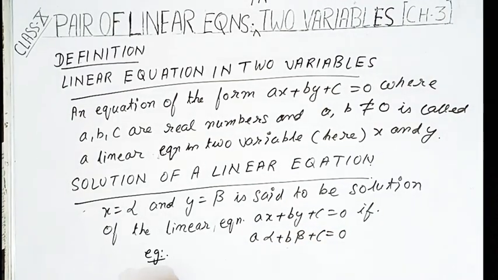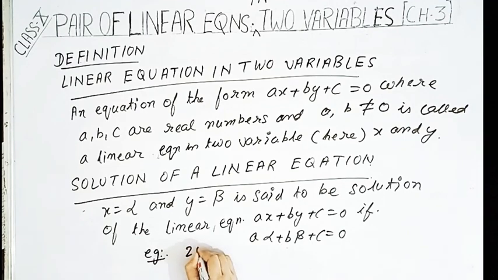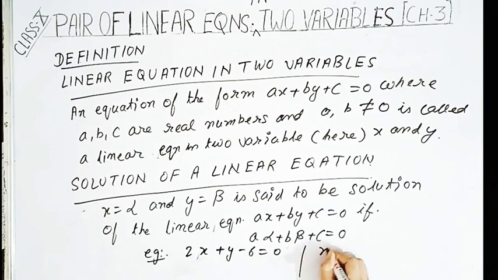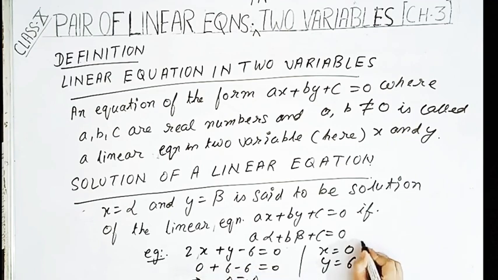Let us take an example. Suppose 2x plus y minus 6 equals to 0. So if we take, suppose x is equals to 0 and y equals to 6, then this equation will become 0 plus 6 minus 6 equals to 0, implies 0 equals to 0. Thus x equals to 0 and y equals to 6 is a solution of the linear equation 2x plus y minus 6 equals to 0.